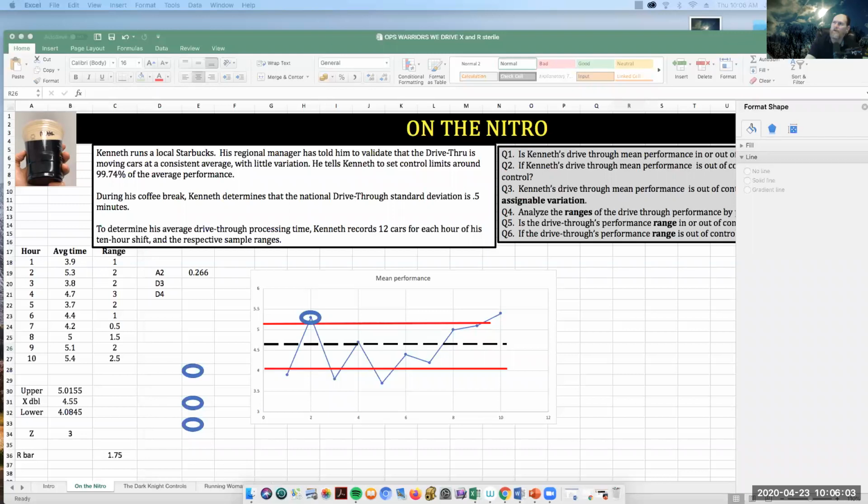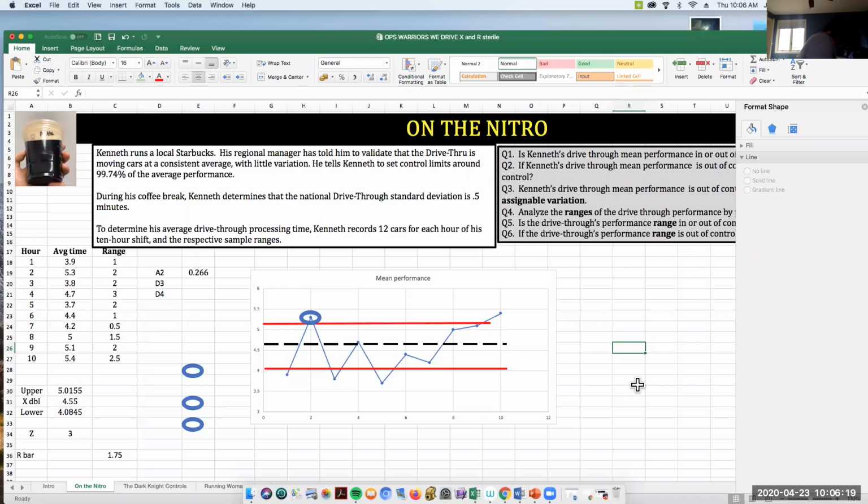Okay. So here's the bottom line, Luke. That point is above the upper control limit. It alone does not necessarily make the system out of control. Somebody's got their mic on and just coughing into it.